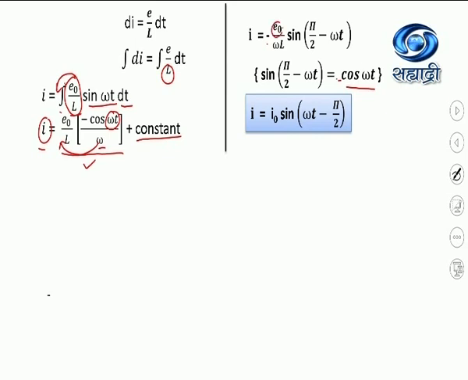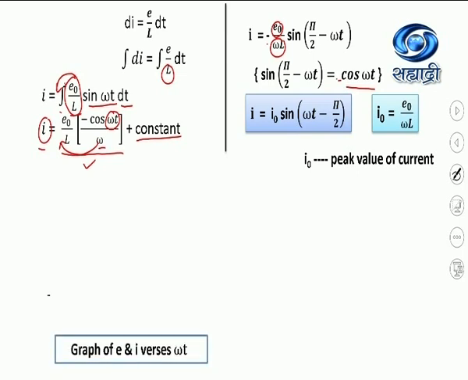Now E naught is the peak value of the EMF, that is voltage, upon this value omega L. This will definitely represent the peak value of the current, because the general expression for the EMF is E naught sin omega t. For current also it has the same form. So the term E naught upon omega L must represent the peak value of the current, and that's why I naught is equal to E naught upon omega L.